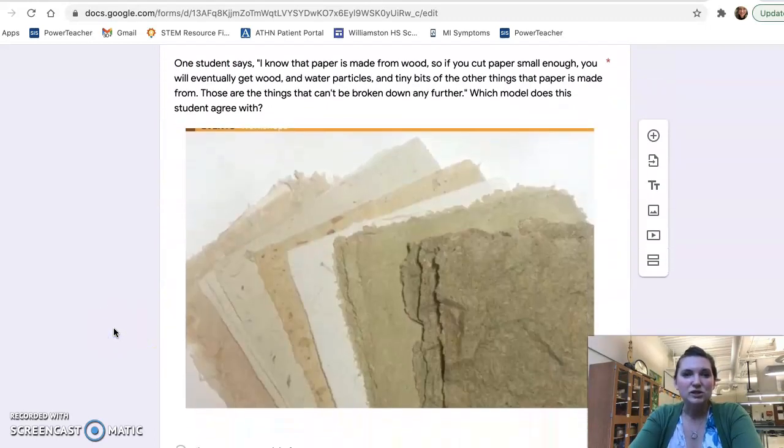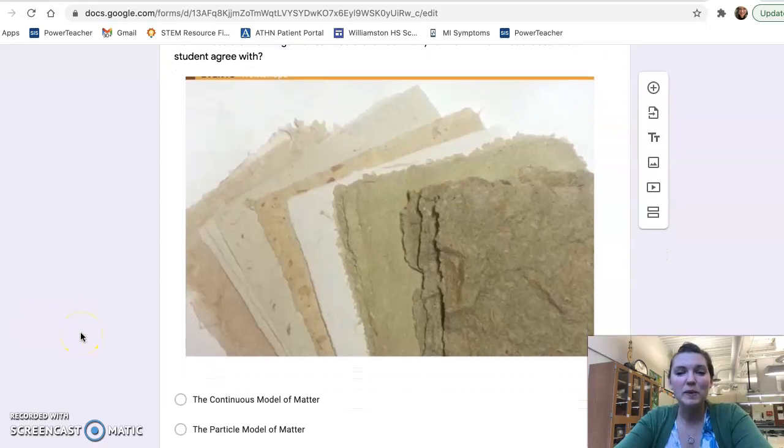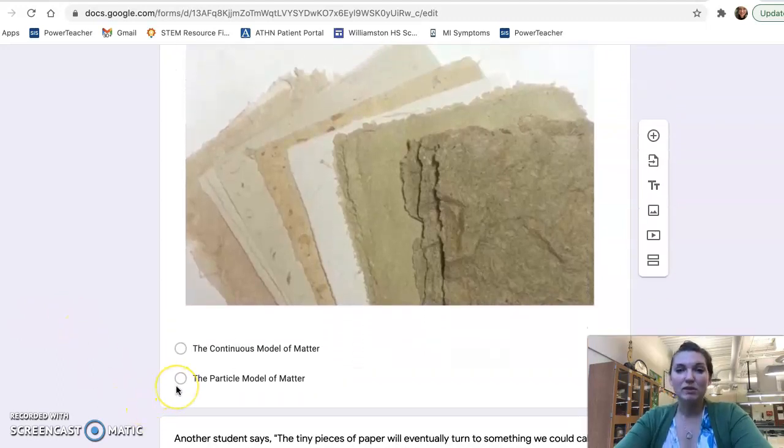Okay, so one student says, I know that paper is made from wood. So if you cut the paper small enough, you will eventually get wood and water particles and tiny bits of other things that paper is made from. Those are the things that can't be broken down any further. So basically this person is saying that you break down paper enough and you get paper's parts, which are wood, water. You know, they may not look like wood or water like we know it at the macro scale anymore, but that's what that is. So that is actually the particle model of matter. If you break it apart enough times and it changes into something different, then that's the particle model of matter.